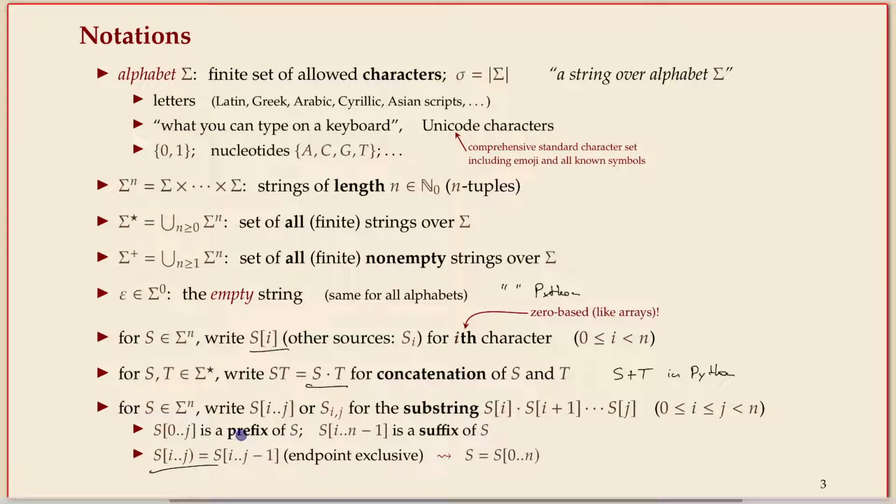And two specific types of substrings are prefixes and suffixes. A prefix is a substring that starts with the first character or at position 0, and a suffix is one that goes all the way to the end.